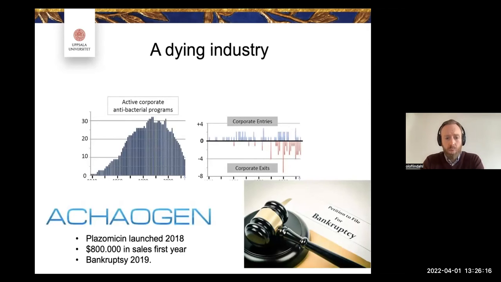And they went bankrupt the year after. So they developed a drug for decades, and then they come to market, and it was one of those drugs that we actually wanted and needed and had expressed great enthusiasm about. But they still went bankrupt because the sales were very low.